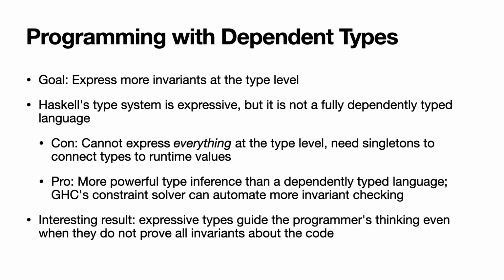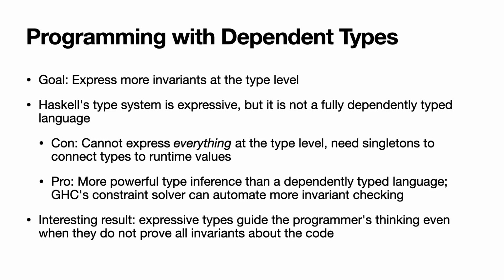The goal of programming with dependent types is to express more invariance at the type level. Haskell has a very expressive type system, but it's still not a fully dependently typed language. This means that there is a phase separation between terms and types. The downside of this limitation is that we cannot express everything at the type level, and that we need additional structures such as singletons in order to connect types to their runtime values.